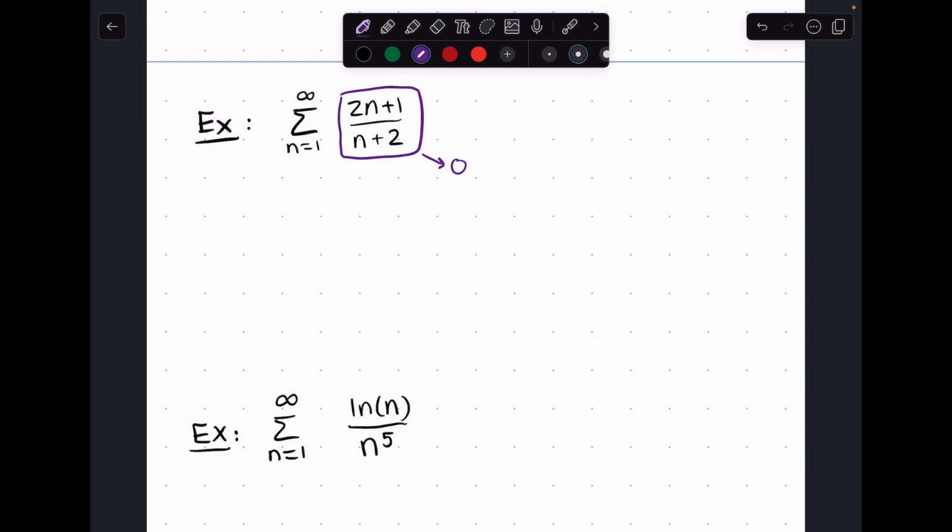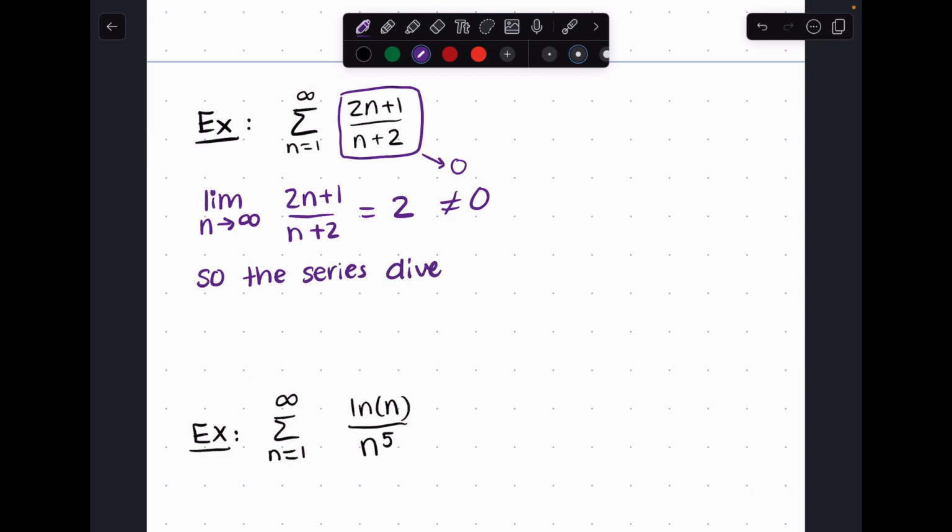And for this one, it does. So we can say the limit as n goes to infinity of our a sub n, so 2n plus 1 over n plus 2, is equal to 2, which is not equal to 0. So the series diverges by the divergence test, or test for divergence, however you want to phrase that. And that, we're done. We've concluded that the series diverges.